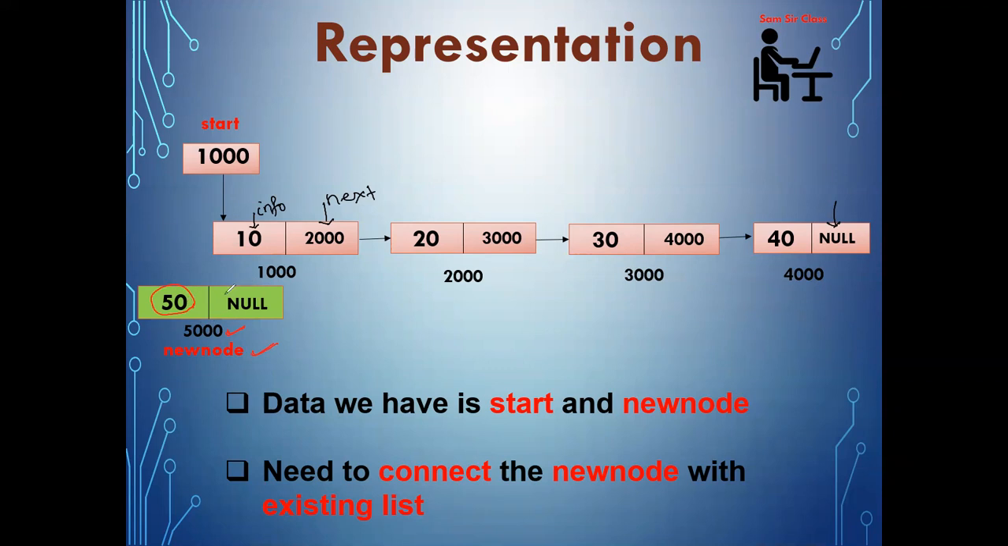And once the node is created, as per the definition of the structure that we have done in the last video, every node will contain one info part and one next part. So whatever value I want to store, I'll keep in the info part. And as this is one independent node, the next part I am keeping as null.